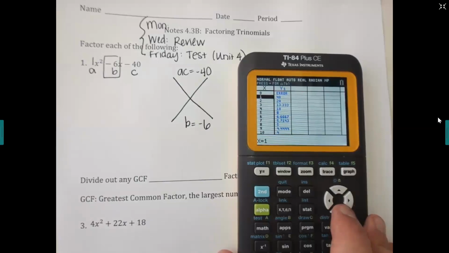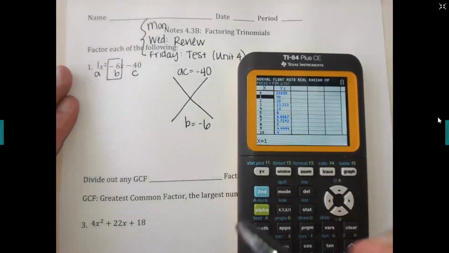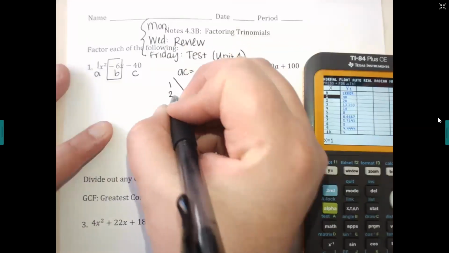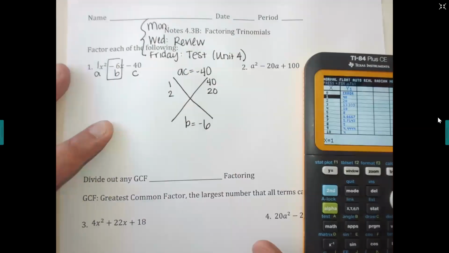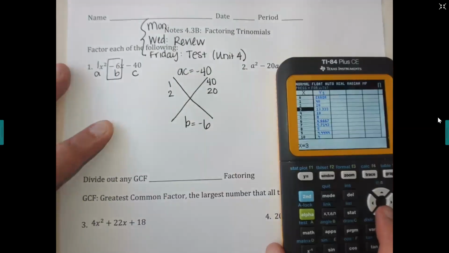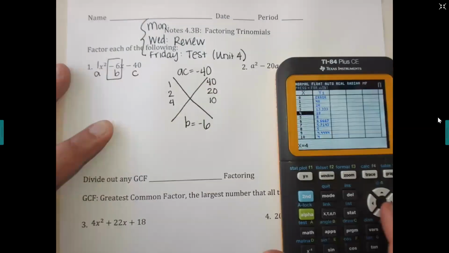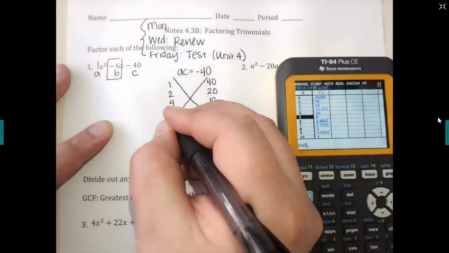Okay, 1 and 40. What's my next partner? Good. So 1 and 40, 2 and 20. Do I want 3? No, because it's 13.3. We don't want any decimals. What about 4 and 10? Yes, we want it. And then the last one would be 5 and 8.